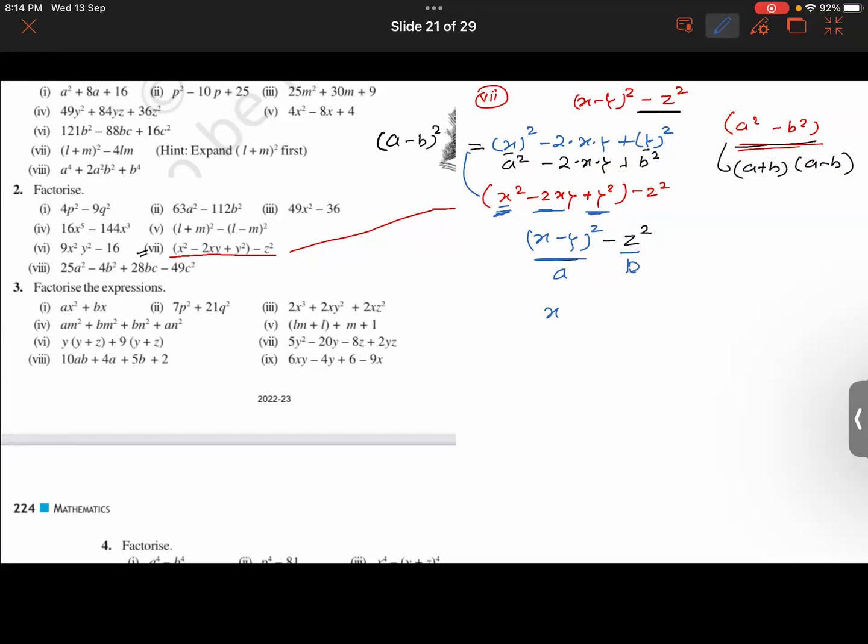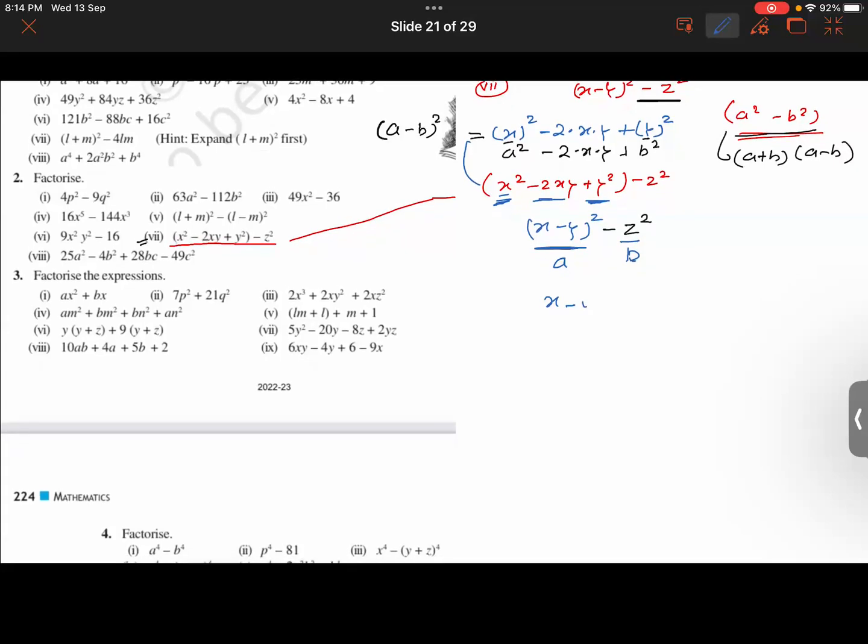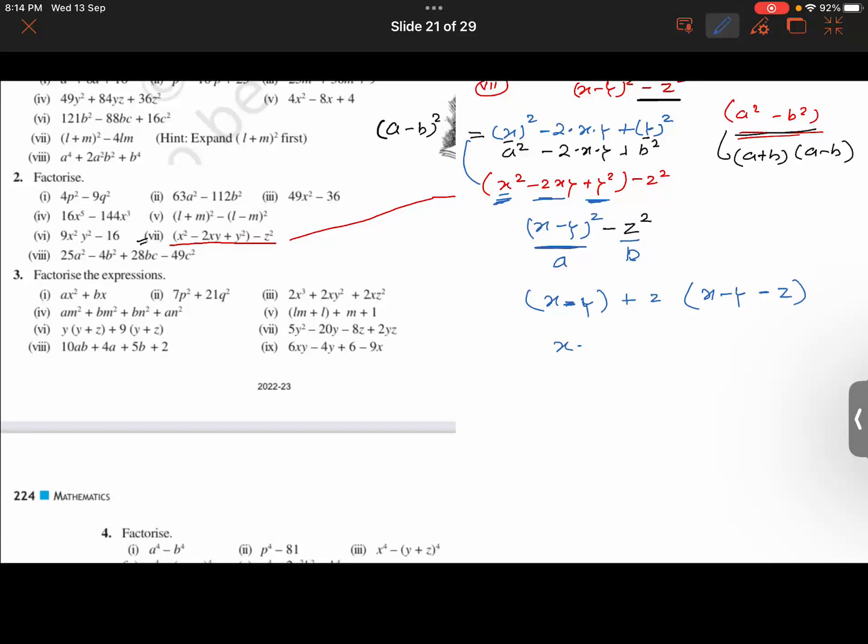Wherever you are having confusion, please stop me there. Okay, sir. Is it clear so far or not? Please do tell me. Yes, sir, it's clear. Okay. So now it's x minus y plus z, then multiplied by x minus y minus z now. Getting it now?